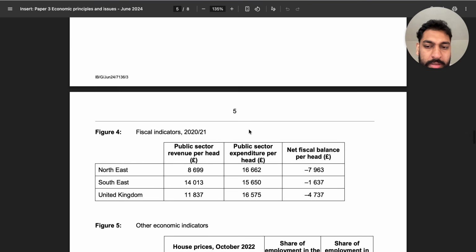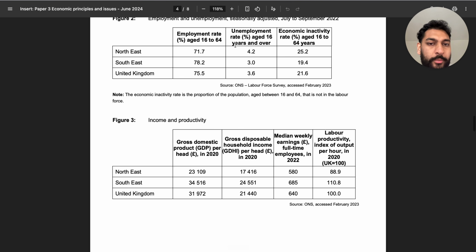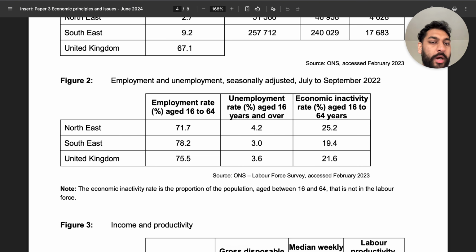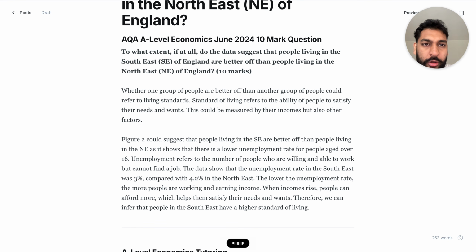So I think our second and third paragraphs will probably be figure 3 and figure 4. We're going to talk about wages here. So we're just going to say it doesn't factor in what type of work people are doing. However, one limitation of using the data in figure 2 is that it shows unemployment rates, but it doesn't show the types of jobs that people are working. For example, unemployment rates may be lower in the southeast, but people may be working part-time jobs or low-skilled jobs. This means that their wages could be low, and therefore their quality of life might be lower.